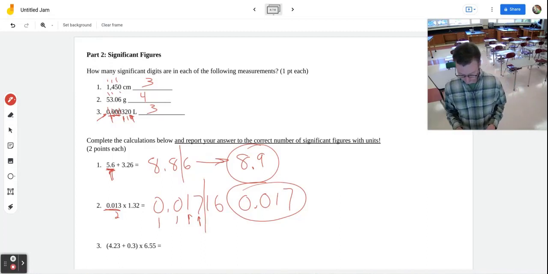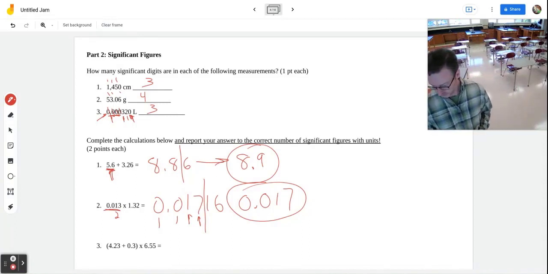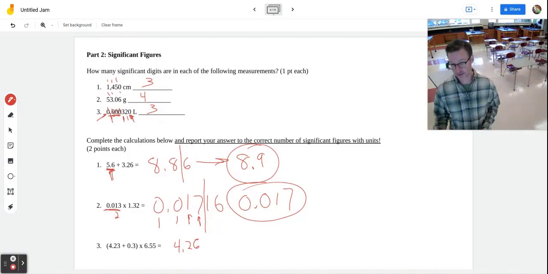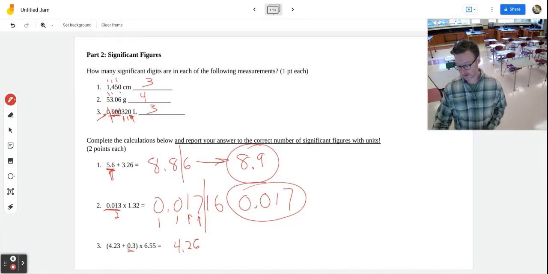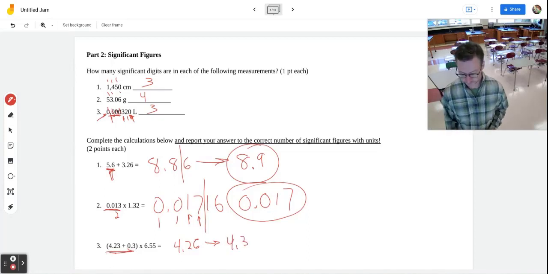Well, the way to do it is you add the numbers in parentheses, because that's the order of operations. You've got to do the parentheses first. So I would add that and get 4.26. The rule for rounding says that my answer when I add can't have more decimal places than the numbers I started with. This only has 1 decimal place. Here's an example where it's not the first number that determines the rounding, it's the number with the fewest decimal places, which means that the answer to this part of the operation is rounded to 4.3.